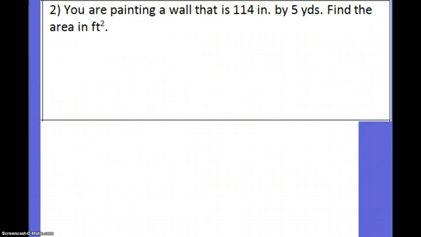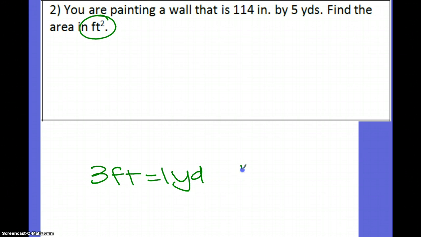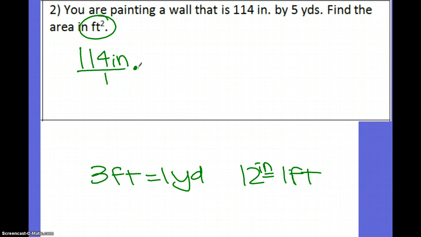You are painting a wall that is 114 inches by 5 yards. We're changing everything into feet. So again, we know 3 feet is 1 yard, and we know 12 inches equals 1 foot. So for the first one, 114 inches. This is the only one that has inches in it, so we have to use 12 inches equals 1 foot.